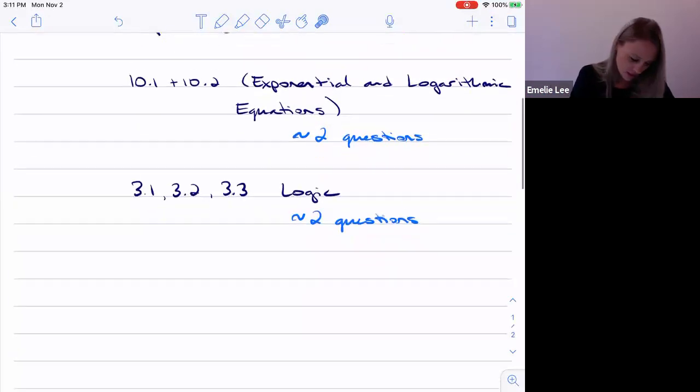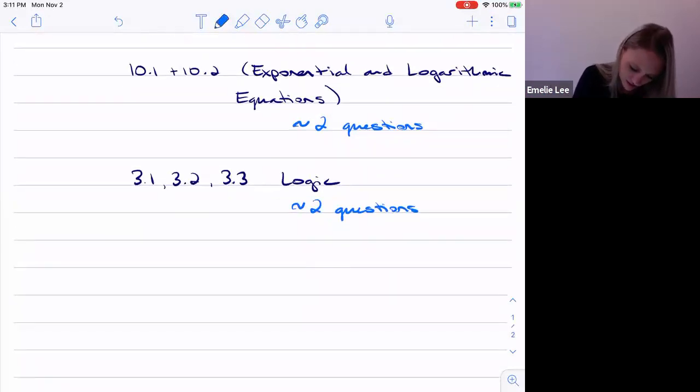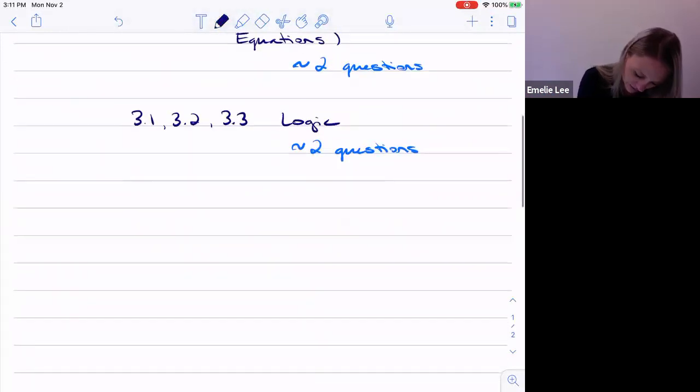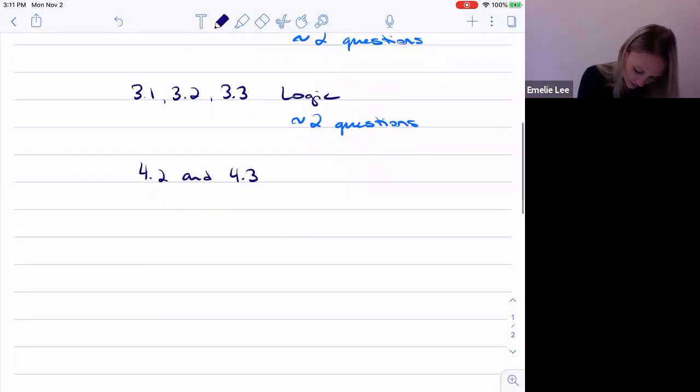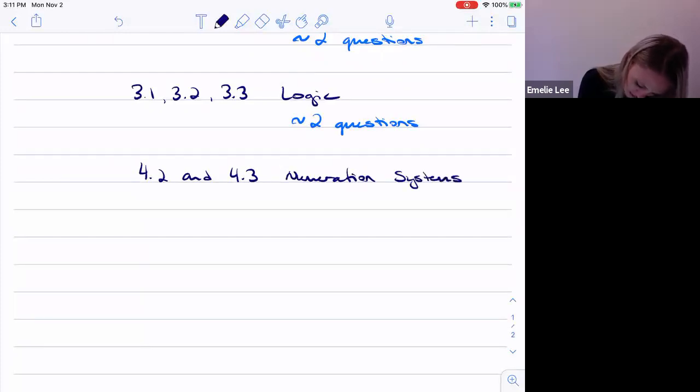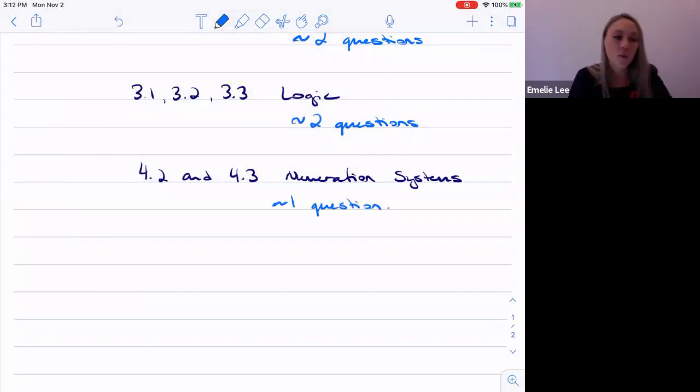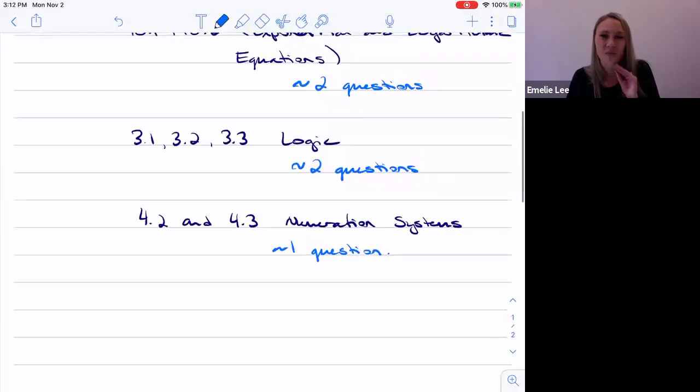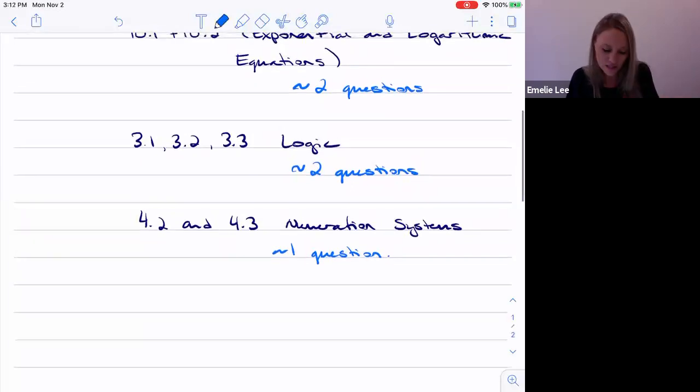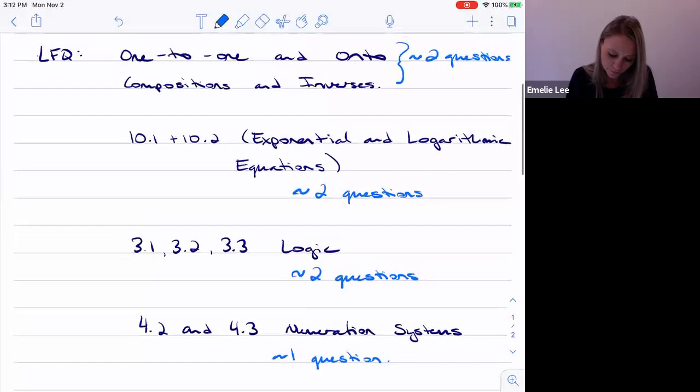Okay. And then today, we're going to do 4.2 and 4.3, which are numeration systems. Probably about 1 question from here. Of course, we're only spending 1 day on it so far. I suspect we'll kind of bleed into next day a little bit, but not too bad.